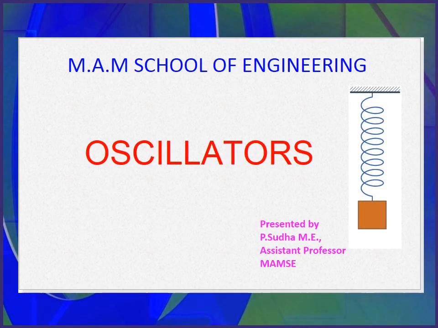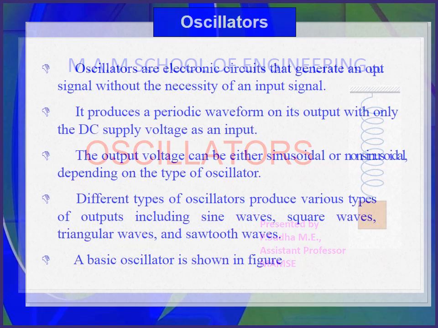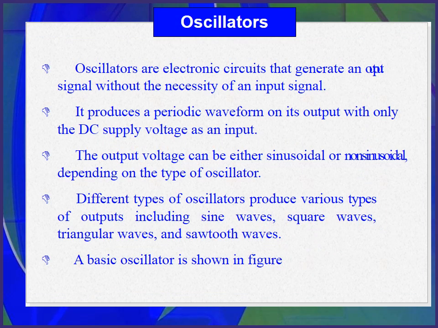Oscillators, second unit in Electronic Circuits 2. What is an oscillator? An oscillator is nothing but an electronic circuit that generates an output signal without the necessity of an input signal. It produces a periodic waveform on its output with only the DC supply voltage as an input. The output voltage can be either sinusoidal or non-sinusoidal, depending on the type of oscillator.